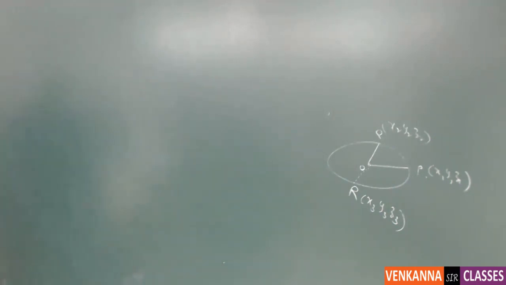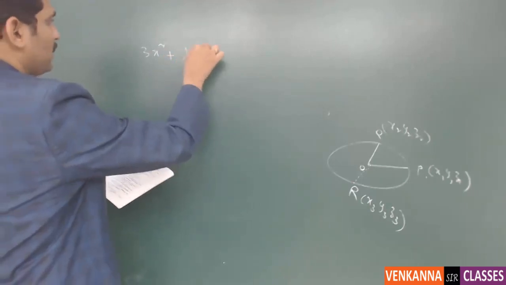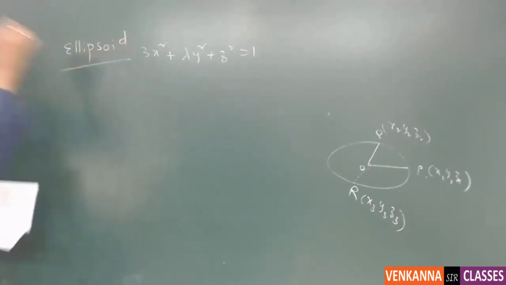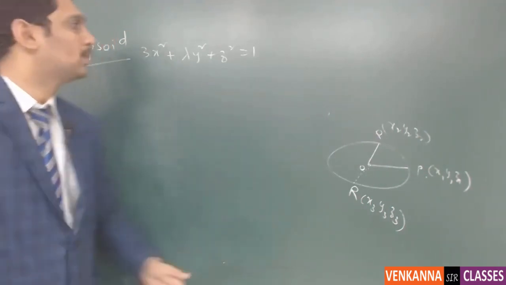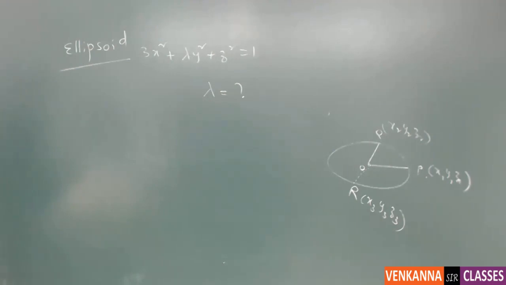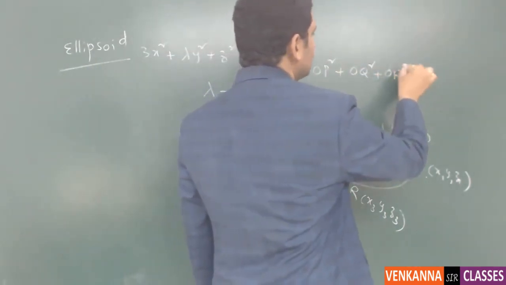So another one is, suppose I have taken an ellipsoid, say 3x square plus lambda y square plus z square equal to 1. This is an ellipsoid. And I have taken that it has three conjugate semi-diameters. So what is the lambda value here? That was the question. Are you getting the idea? And one more condition given in the problem is that if you take the sum of the squares of the conjugate semi-diameters, it is 0.